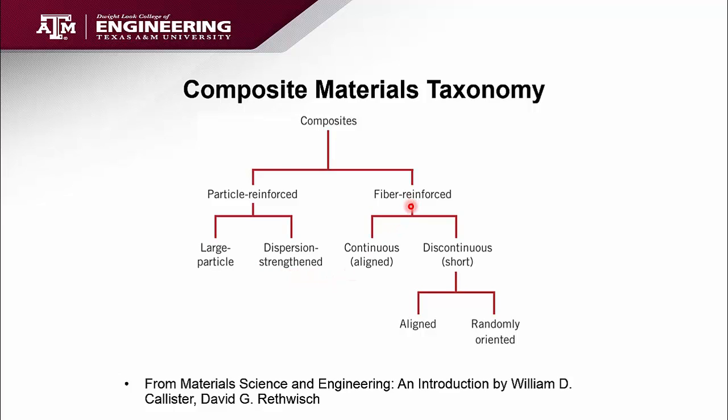For fiber reinforced materials, we can either have continuous fibers, and the only way to have continuous fibers in a material in significant quantities is if those continuous fibers are well aligned. We can have short fibers that are discontinuous, and those can either be aligned or randomly oriented. As the alignment increases, the amount of fiber possible to place in the material increases. As they become more and more randomly oriented, the fiber volume fraction decreases.